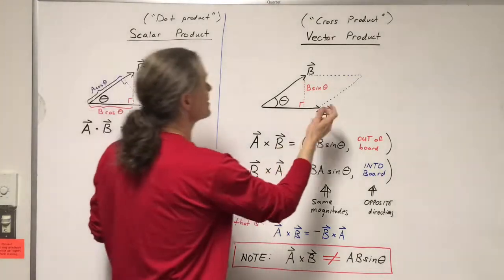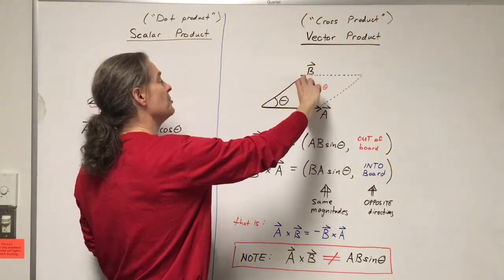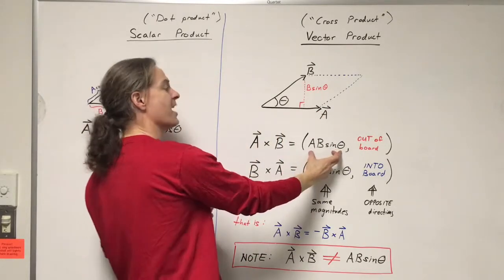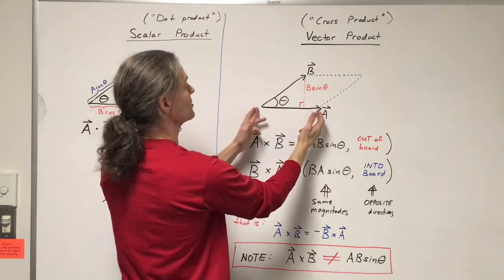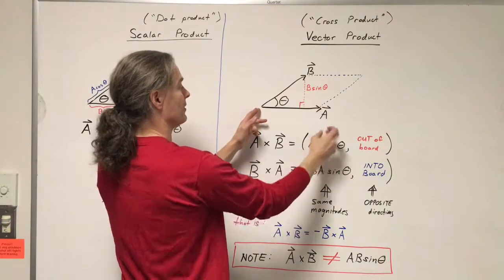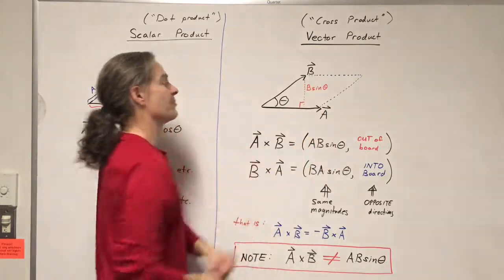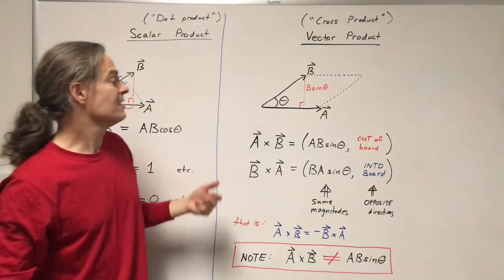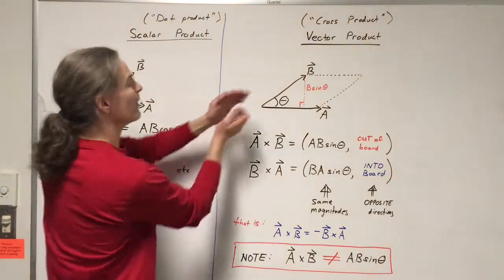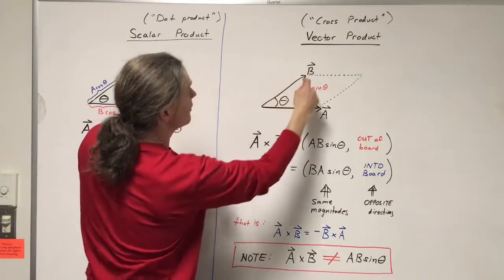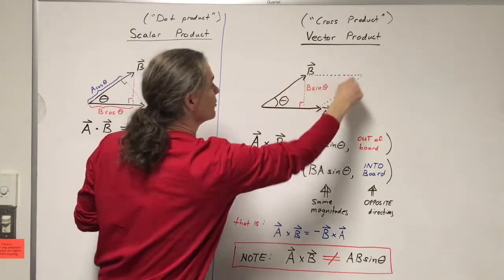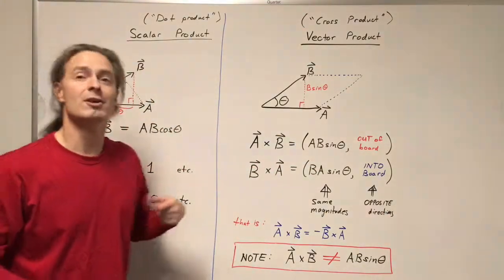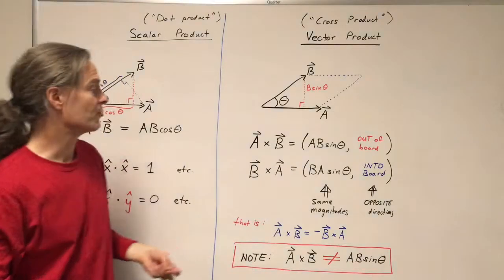So what we have here is the altitude of a parallelogram. Here's the base of the parallelogram. This product A times B sine theta is the base of the parallelogram multiplied by the altitude of that parallelogram. So the magnitude of a cross product turns out to be the area of a parallelogram formed by putting the two vectors in the cross product together, tail to tail, and then completing the parallelogram. That's kind of an interesting geometrical interpretation. We won't be using it in this course, but I thought I'd point it out.